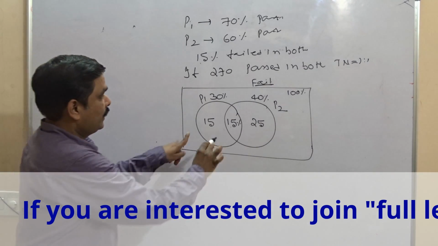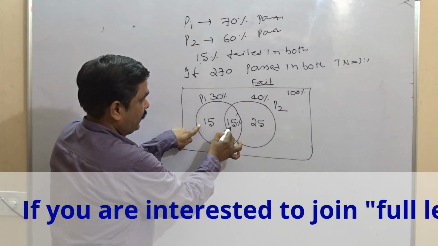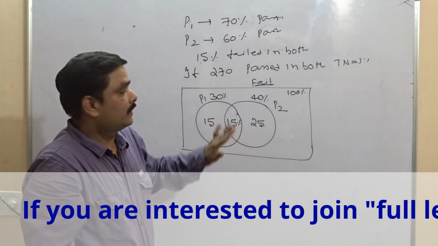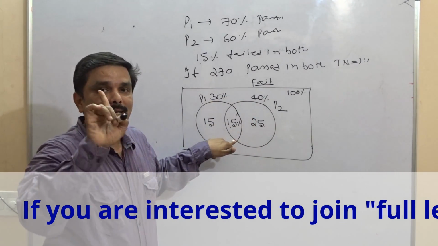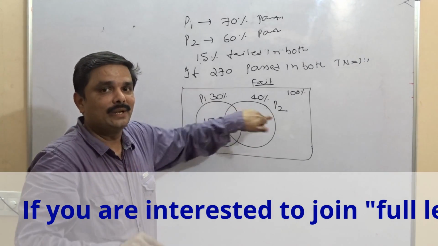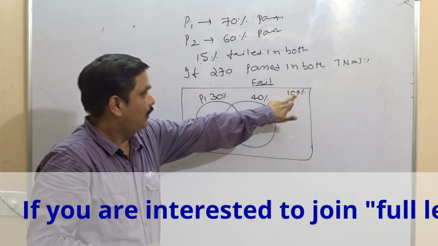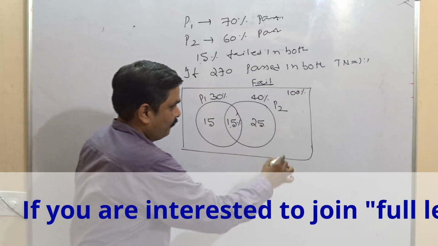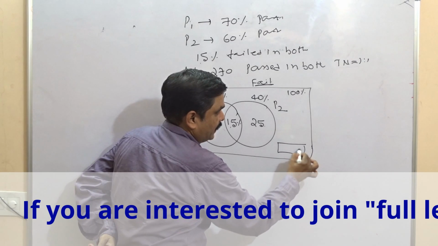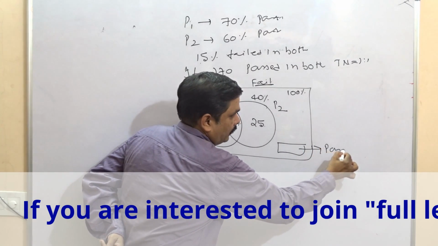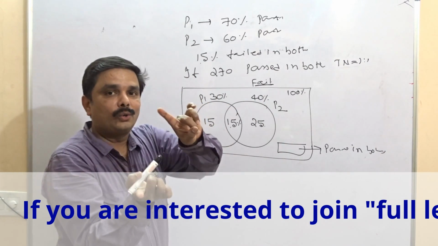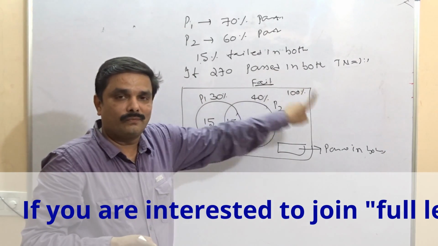Alright, now if you add it up, it is 30, 55 here. What do you mean by 55? The students who failed in at least one subject is 55. Total minus failed in at least one will give me passed in both. Remember, passed in both. This is altogether another way I have taken this one for our purpose.